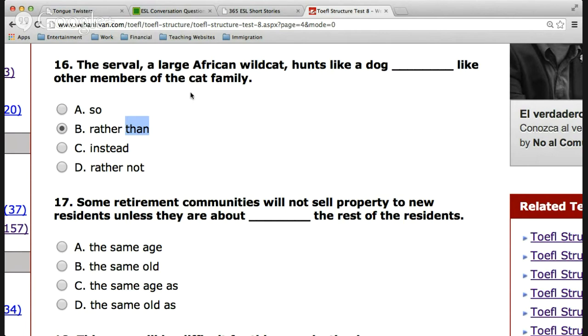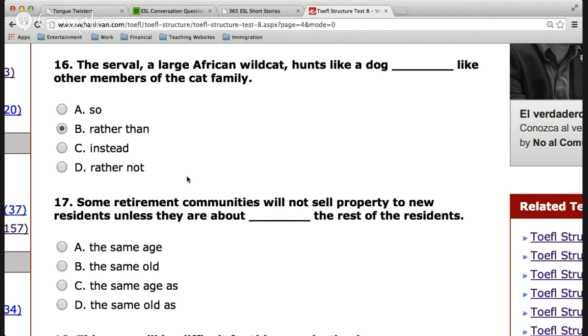Okay, than. So we're comparing this animal, the wildcat, hunting like a dog, instead of, or comparing them to other members of the cat family. So it's a comparison that's going on here. So the serval, a large African wildcat, hunts like a dog rather than like other members of the cat family. Okay, understand?